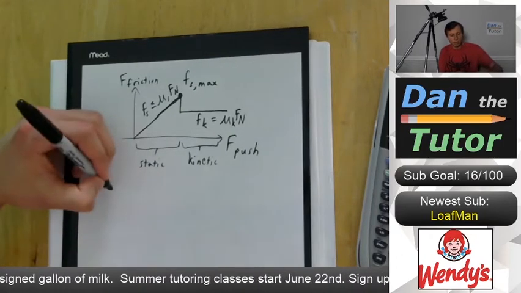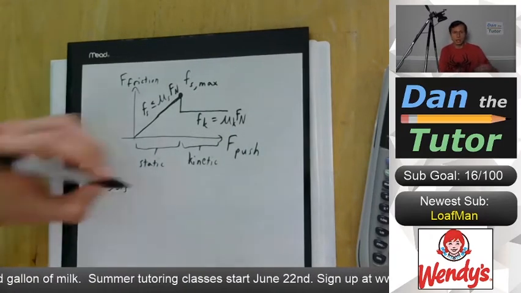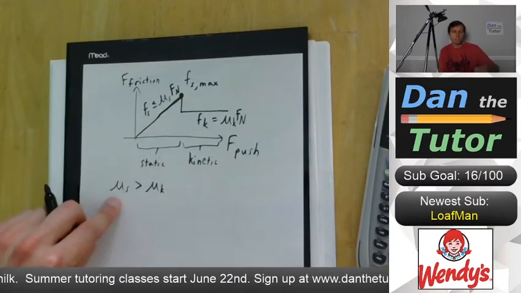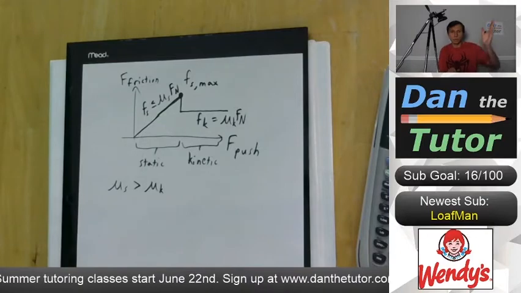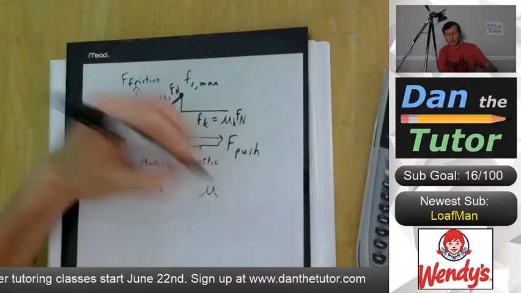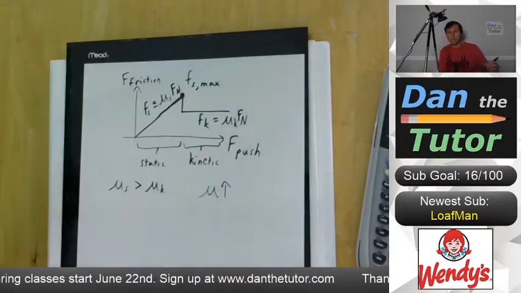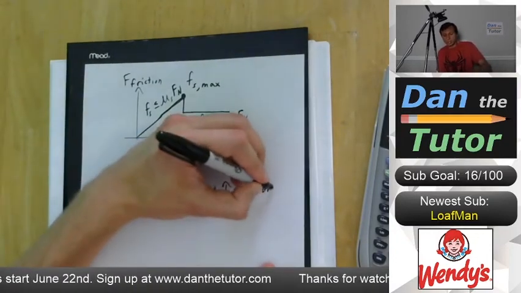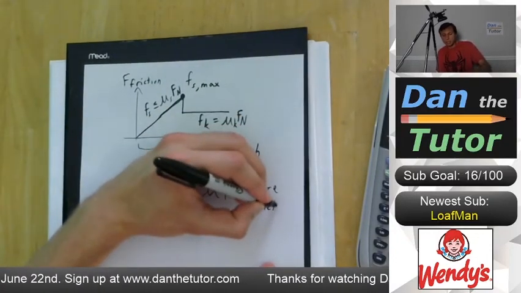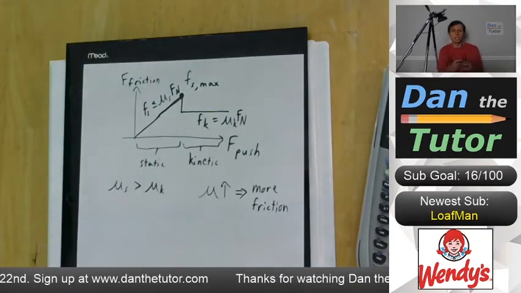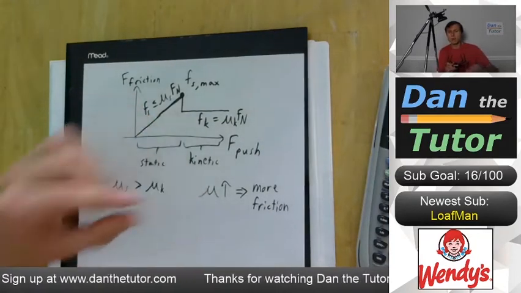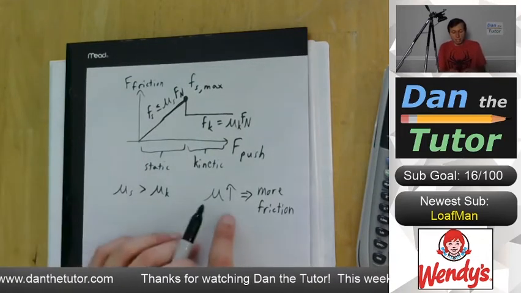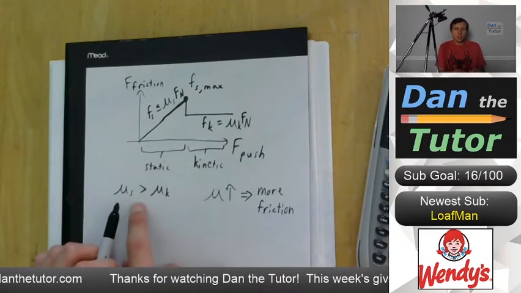So first of all, mu s, I'm just going to tell you right now, is always greater than mu k. In other words, the higher the static frictional coefficient, so like the higher mu is, the more friction there is. And so if you're on something like ice with very little friction, you're going to have a very small value of mu.